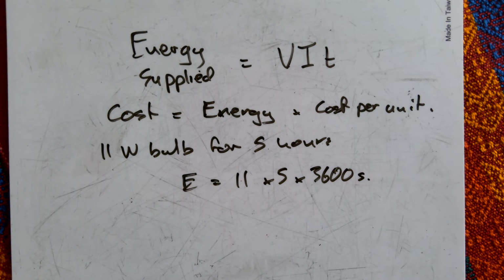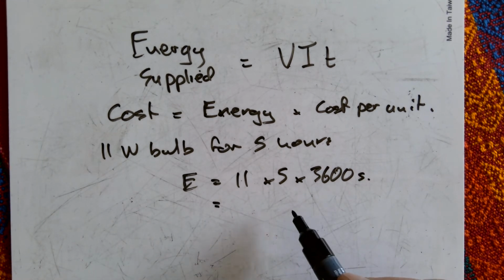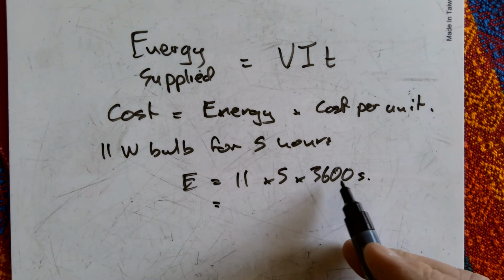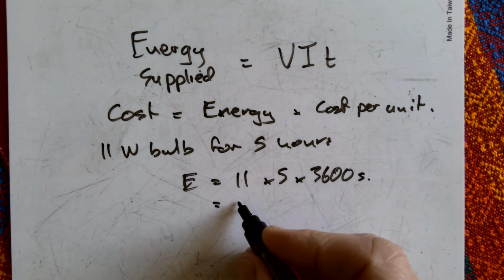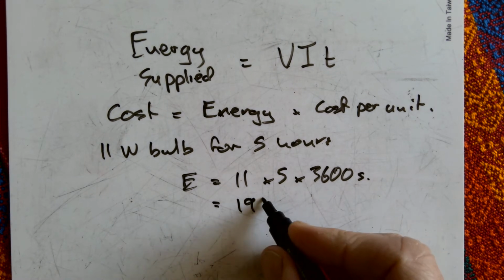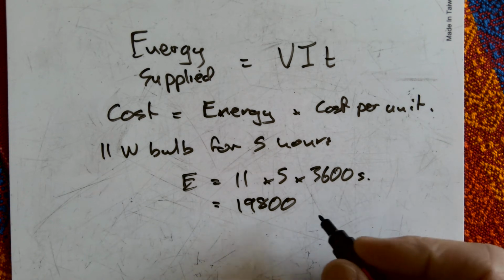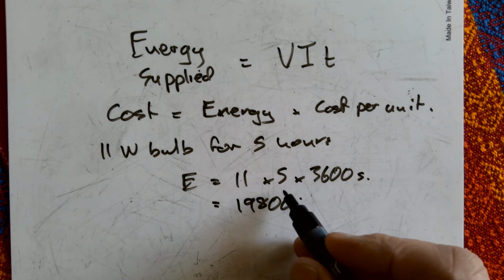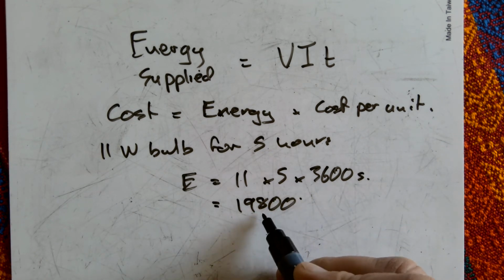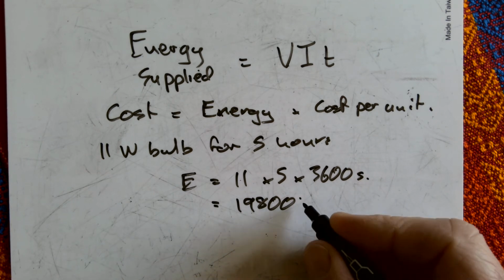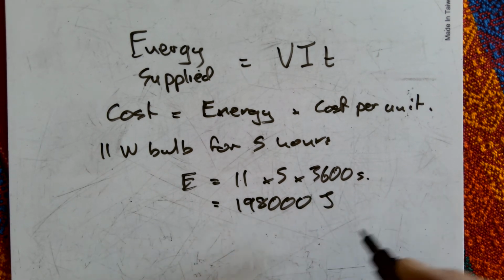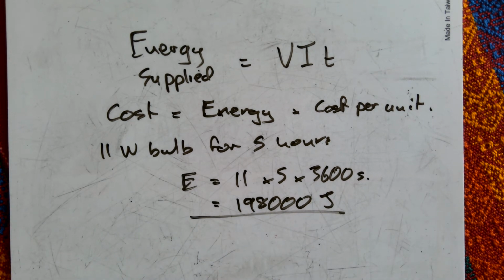Now, if I put those together, I haven't done this off the top of my head, so bear with us. 1800, it's going to be 1980. I think there's another 0 on there. Okay, so 10 times 36. Yeah, so joules. Okay, that's just 1 day.